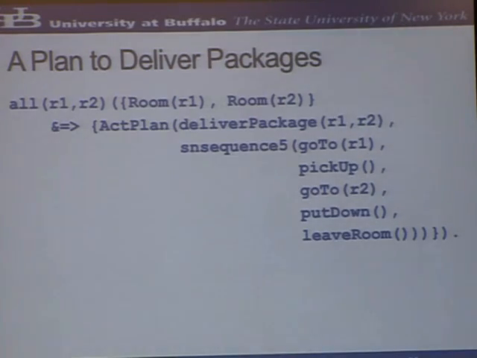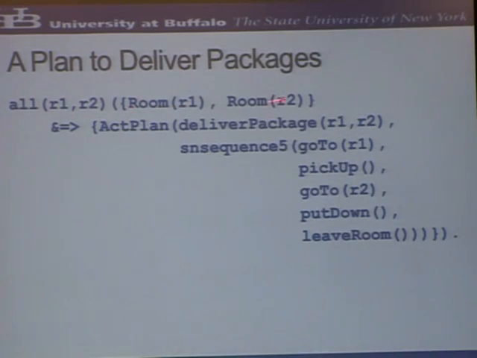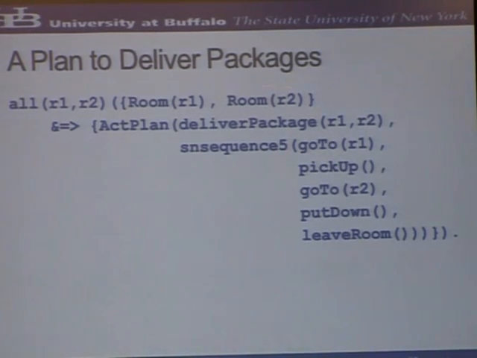So, skipping over a lot of other plans and definitions and so on, here's the bottom line. This is the plan to deliver packages. So, for all R1 and R2, if R1 is a room and R2 is a room, then a plan to deliver a package, SN sequence 5, in the language here, SN sequence has to take two arguments, so we can define SN sequence 3, 4, 5, built up from smaller ones. So how do you deliver a package from room R1 to R2? Go to R1, pick up, go to R2, put down, leave room. That's it.